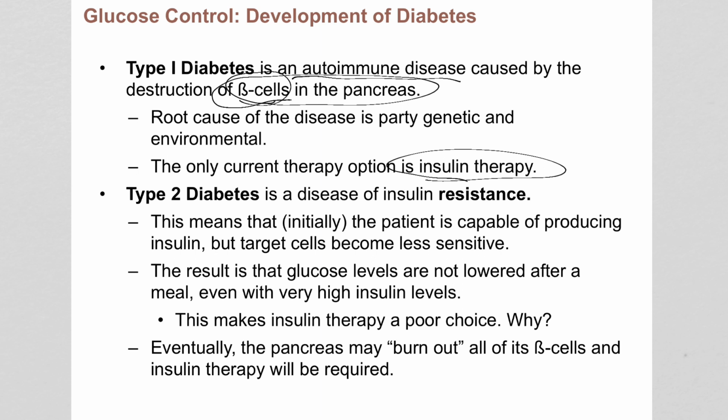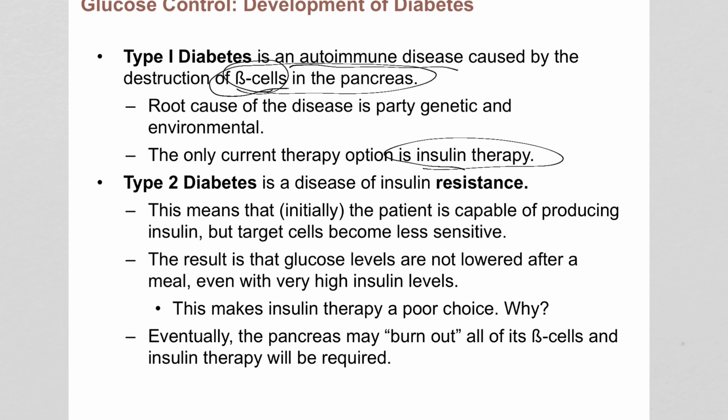Now, type 1 diabetics can still reduce the amount of insulin they need by exercising and eating lower glycemic index foods, but they still will need the pump on some level. Okay, a type 2 diabetic is different. Initially anyway, they produce insulin just fine. What they are is insulin resistant.